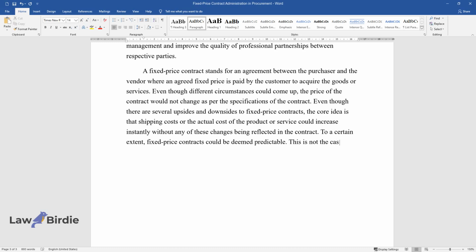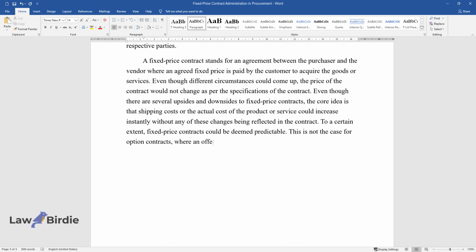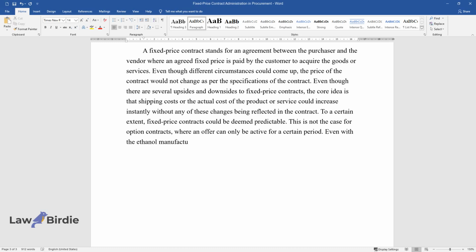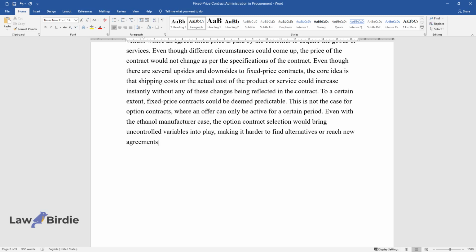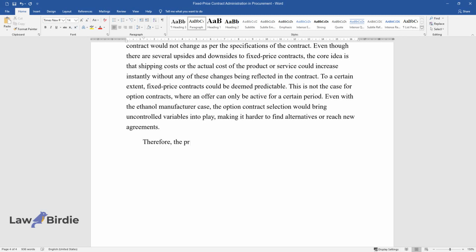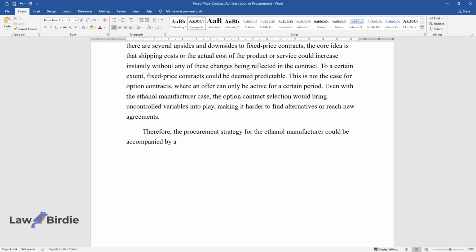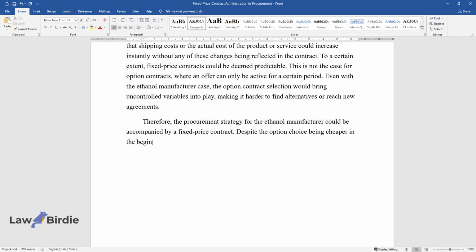This is not the case for option contracts, where an offer can only be active for a certain period. Even with the ethanol manufacturer case, the option contract selection would bring uncontrolled variables into play, making it harder to find alternatives or reach new agreements. Therefore, the procurement strategy for the ethanol manufacturer could be accompanied by a fixed-price contract. Despite the option choice being cheaper in the beginning, the long-term upside is higher for the fixed-price contract alternative.